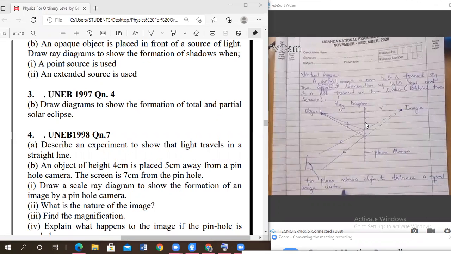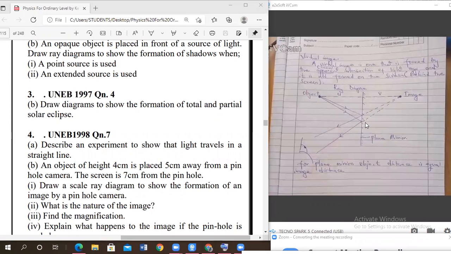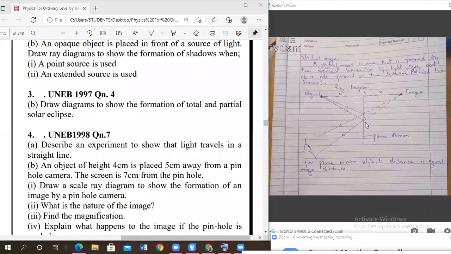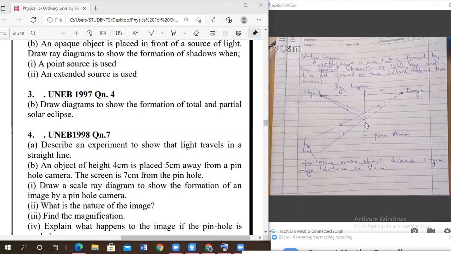That's why if you stand at a dressing mirror, if you are close to the mirror, even your image appears to be closer to you. If you go far away from the plane mirror, your image appears to be far away from you. That is, V equals U. That is for plane mirrors.